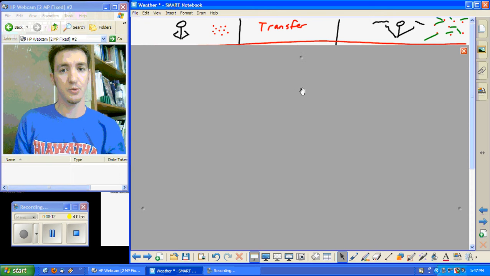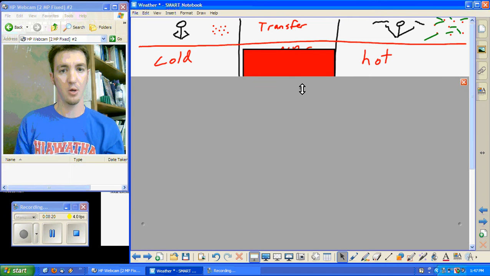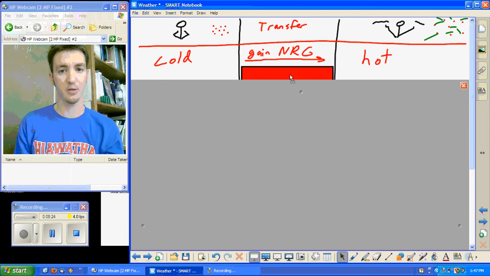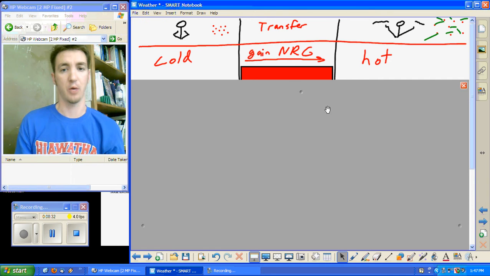Alright, so first off, which of these looks cold? That one, particles aren't moving. That's low energy, so yeah, that's going to be the cold side. So how do we go from cold to hot? What do we have to do? From cold to hot, if this object gains energy, it will start to move around more. The particles move faster. How do we go from hot to cold?